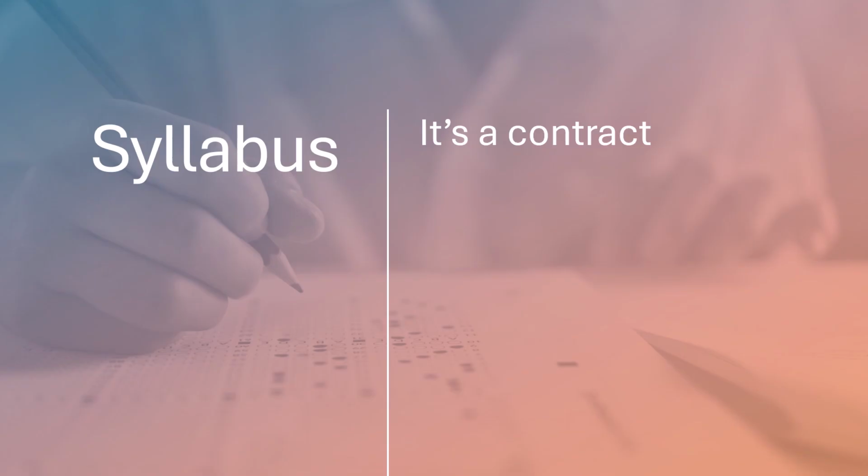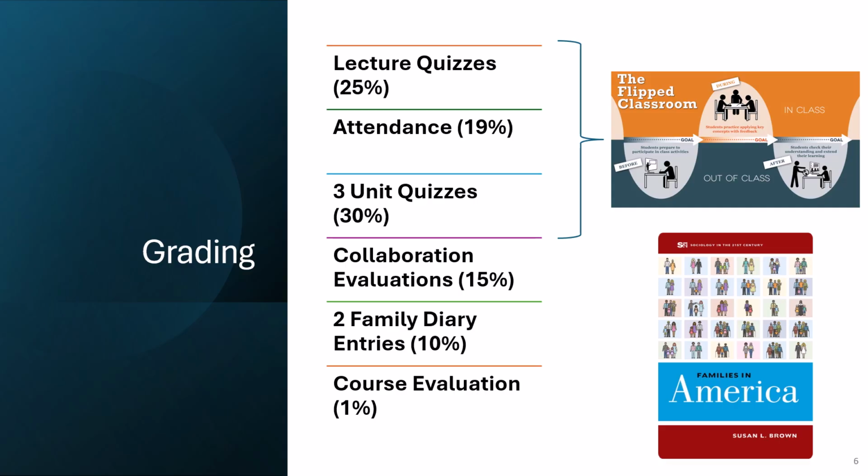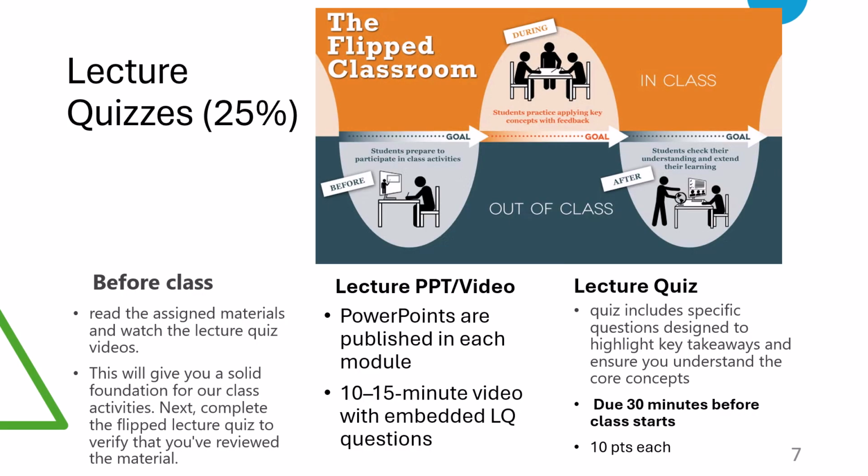As is typical on the first day of class, what we go over the most is the syllabus, which is a contract. You can tell a lot from a course. In the contract, it goes over grading specifically, which really does identify my model that I use, which is called the flipped classroom. You will see that the majority of your points, 25% from lecture quizzes, 19% from attendance, and 30% from unit quizzes, are all based on a flipped classroom. Individually, you'll also have collaborative evaluations, family diary entries, and of course, a course evaluation. So, welcome to the flipped classroom.